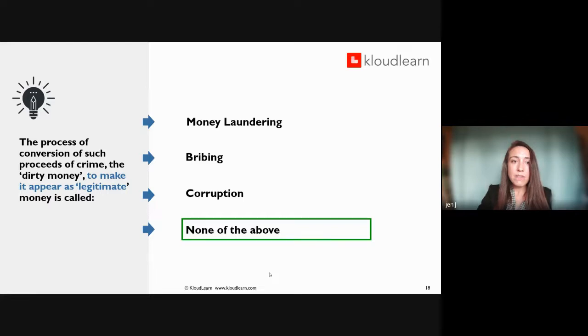The process of conversion of such proceeds of crime, the dirty money, to make it appear as legitimate money is called money laundering, bribing, corruption, or none of the above.